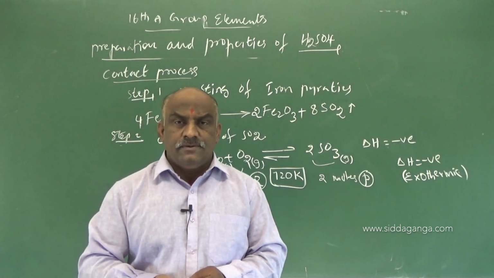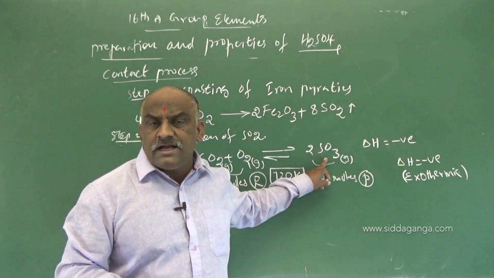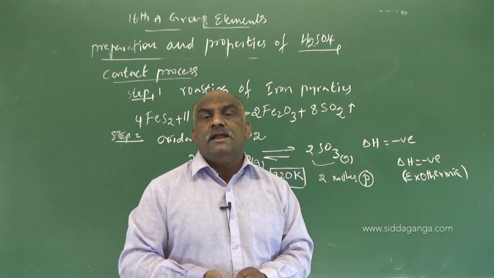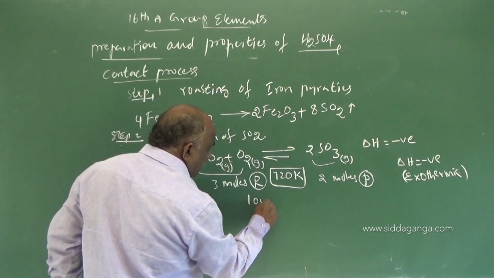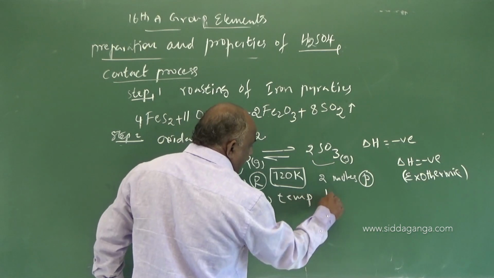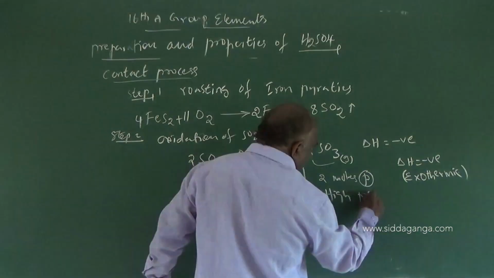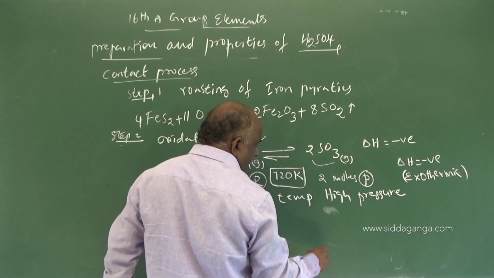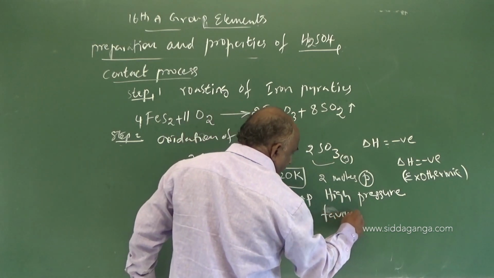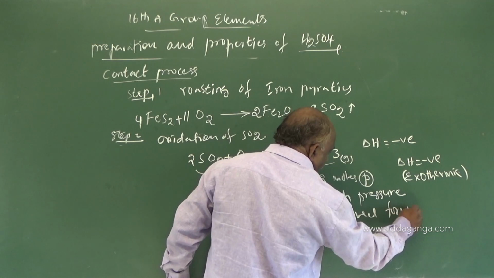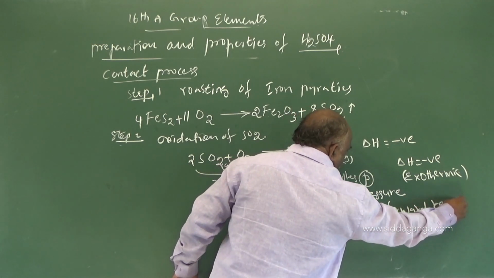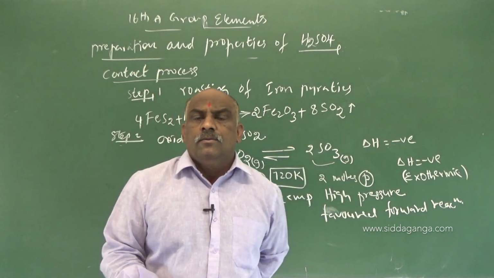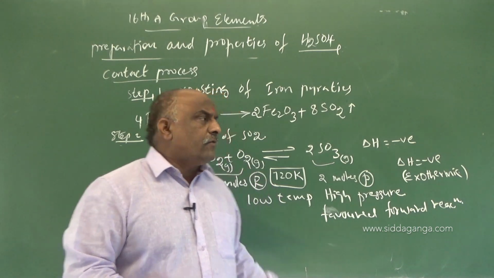720 Kelvin temperature. The forward reaction is favored, according to Le Chatelier's principle, by low temperature and high pressure. Low temperature we require, and the next one is high pressure. Low temperature and high pressure favor the forward reaction, because this step was the key step: production of SO3, formation of sulfur trioxide from sulfur dioxide.